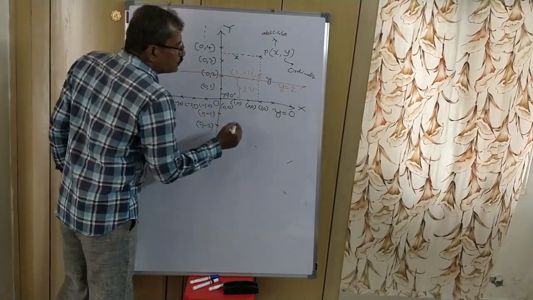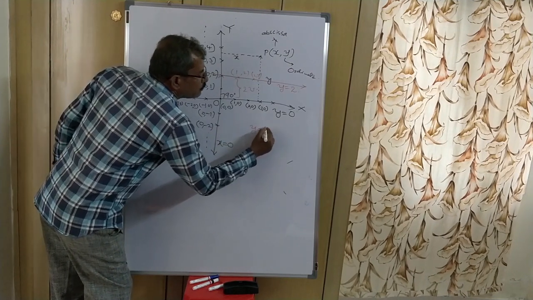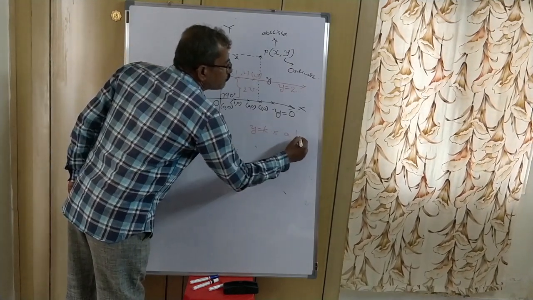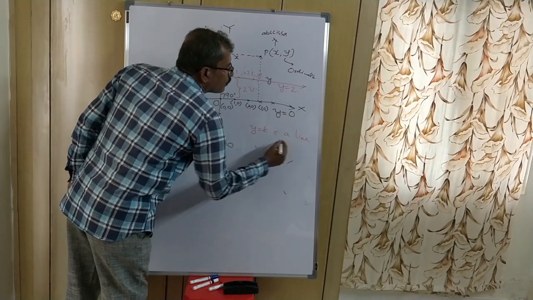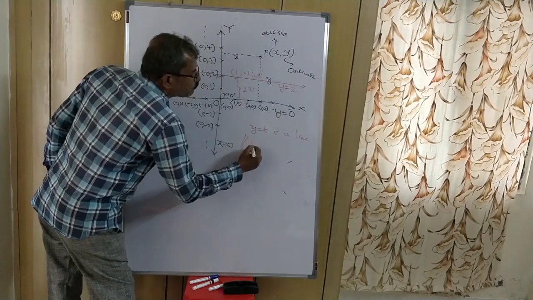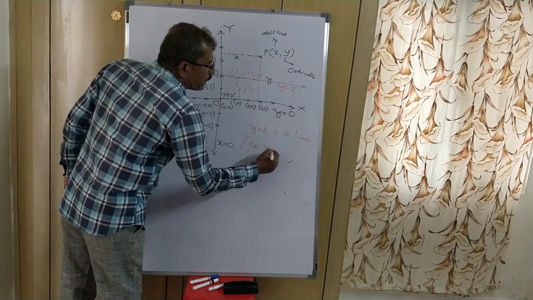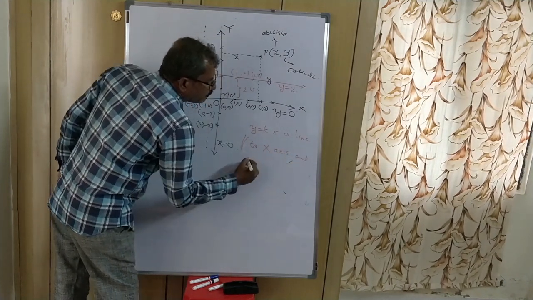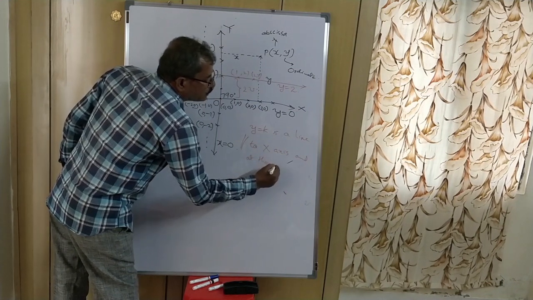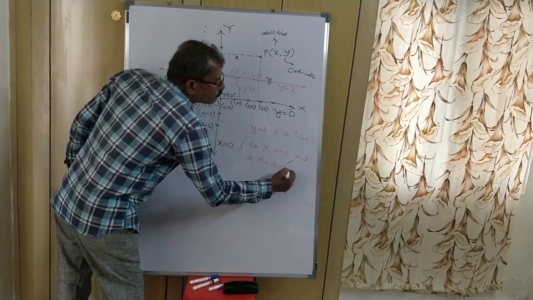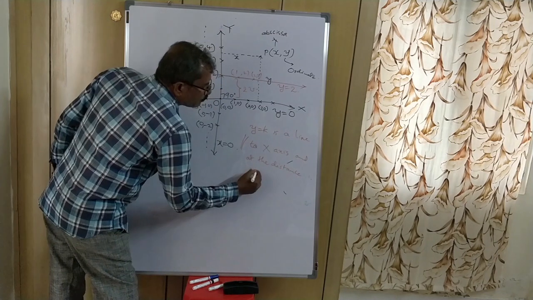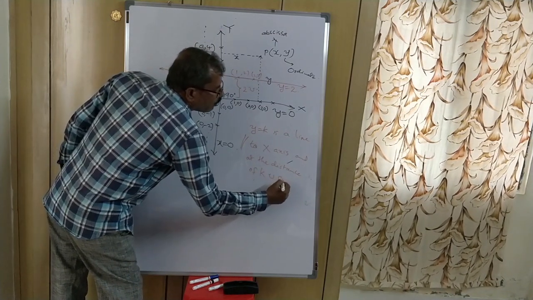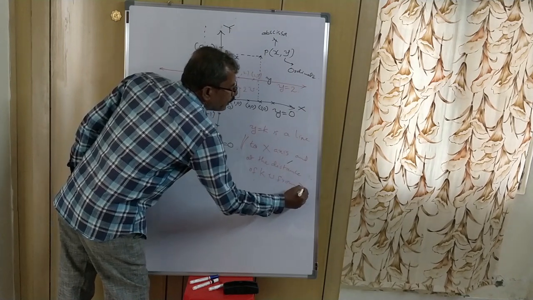So y is equal to k is a line parallel to the x-axis and at a distance of k units from the x-axis.